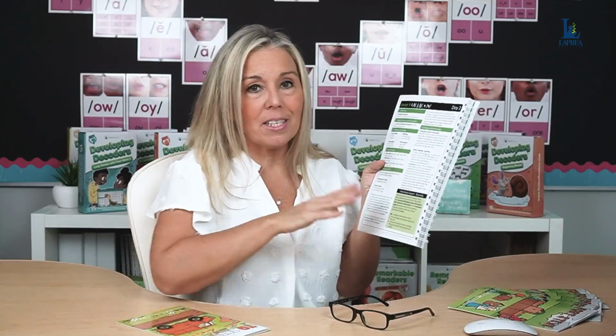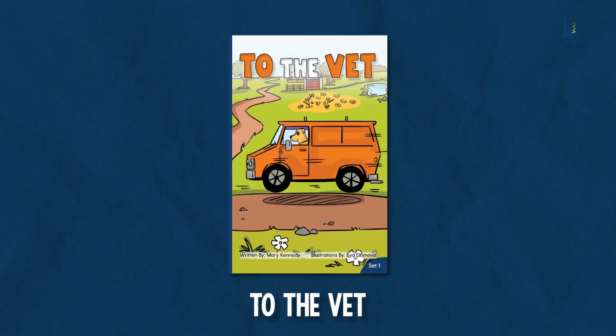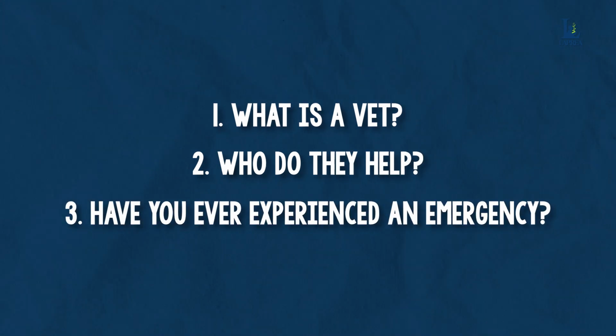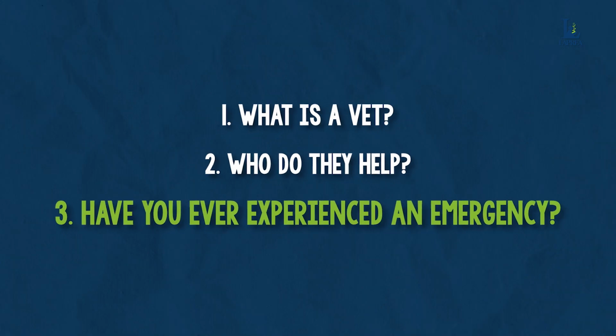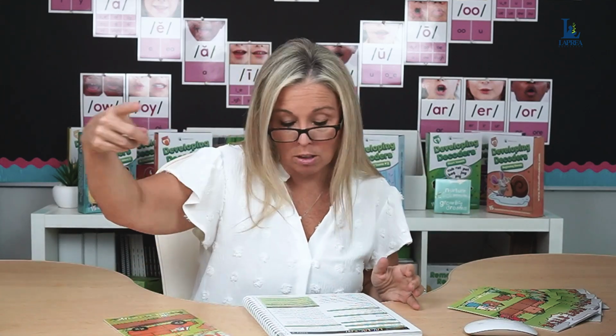So in this particular book, To the Vet, that the students are going to read for this lesson, we'll ask some activating questions before reading. So again, we're going to say this book called To the Vet is the book that we're going to read. It's about a bat who has to go to the vet after getting hurt. So some of the questions that we'll ask are: what is a vet? Who do they help? Have you ever experienced an emergency? And then you might need to explain what the word emergency means, right? Again, asking these questions to front load really helps students build background knowledge.